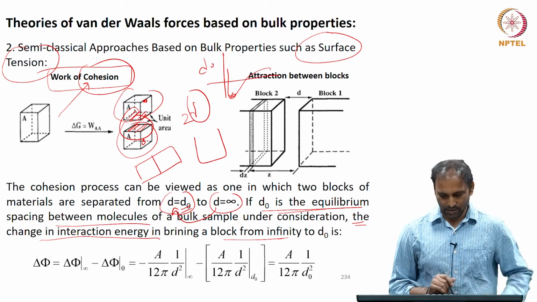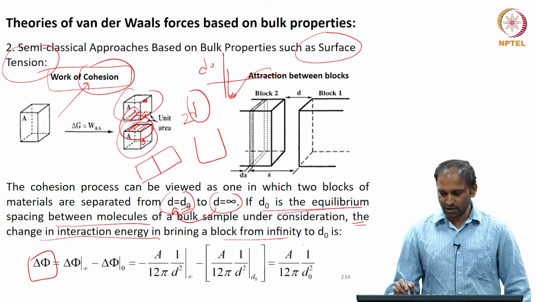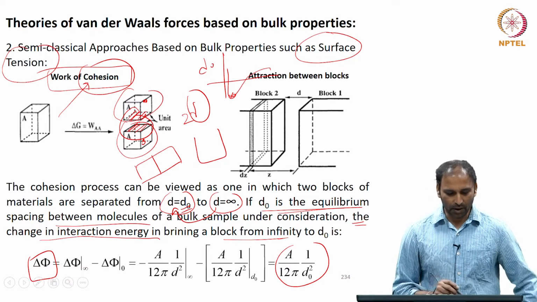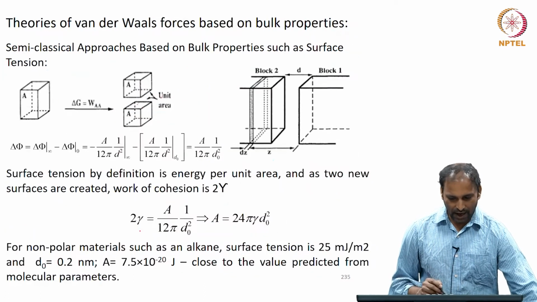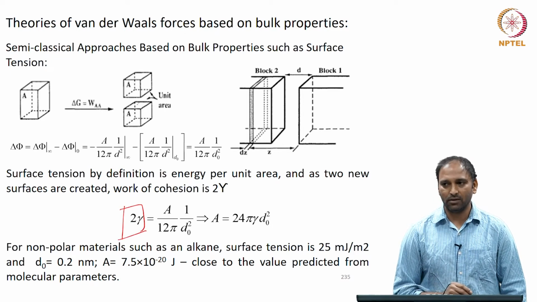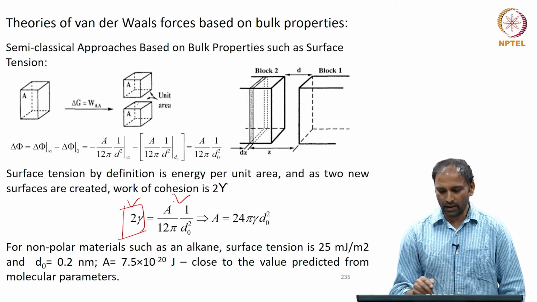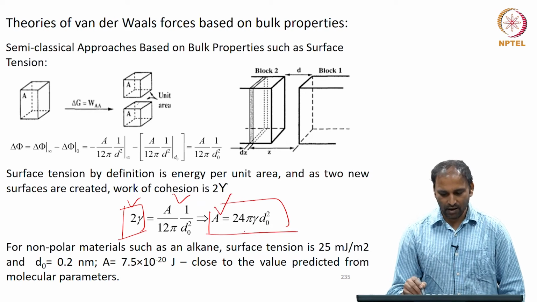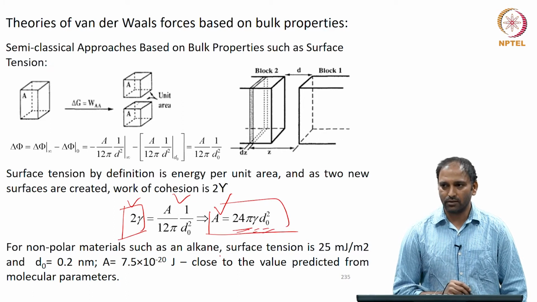Therefore, the change in the interaction energy is A divided by 12 pi, into 1 over d naught squared, where d naught is the interparticle molecular spacing, and as I said, the work of cohesion is actually 2 times gamma. Therefore, I can equate the two, and thereby I get an expression in which the Hamaker constant A goes as 24 pi gamma into d naught squared.